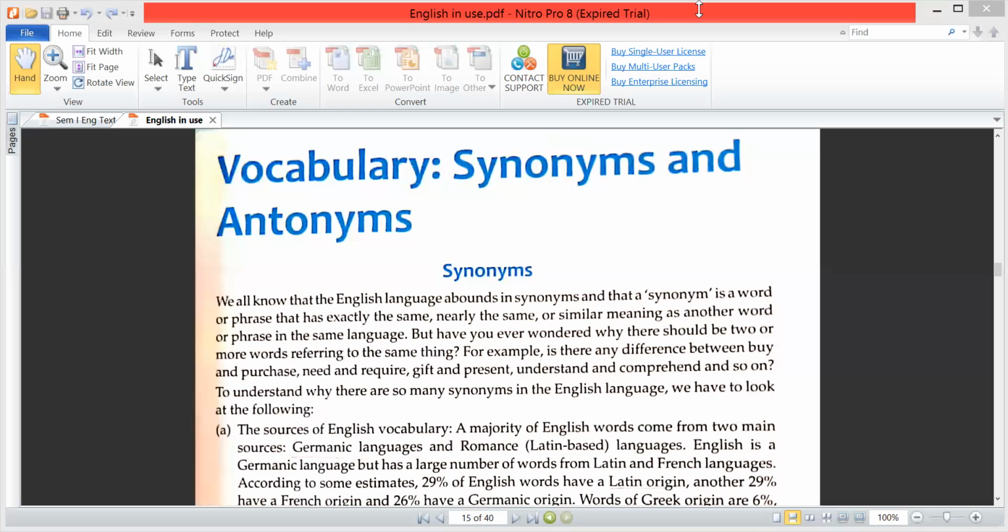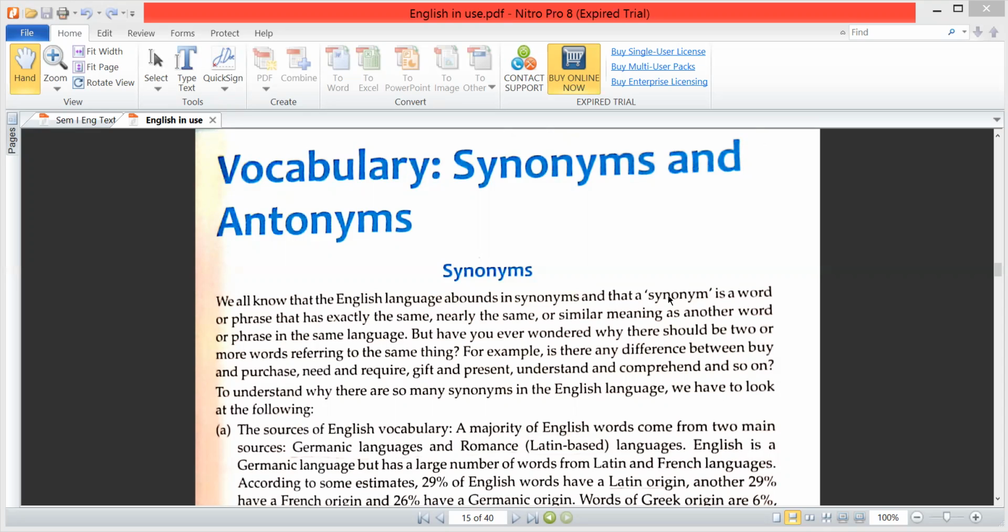Well, let us see in detail what a synonym is. When we see the word synonym, it is a word or a phrase which has exactly the same or nearly the same or similar meaning as another word or phrase in the same language. So this is an example of what a synonym could be.